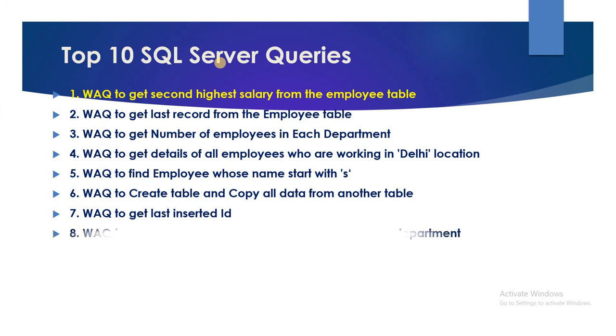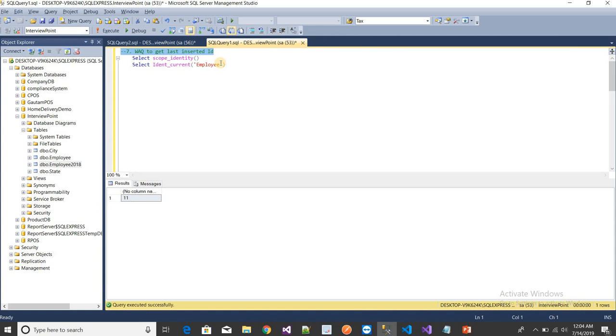The next query is: write a query to display the sum of salary from the employee table based on the department. So I'm going to write this query. Select department, and I am going to find the sum of salary based on the department. I will use the group by function here, grouping based on the department. So I will get the department name and the sum of salary.